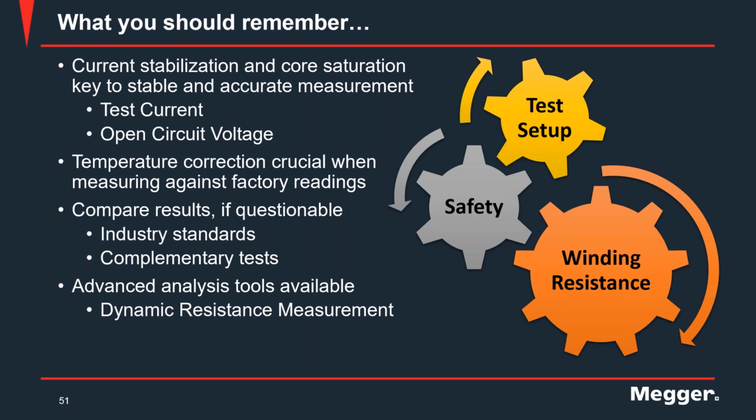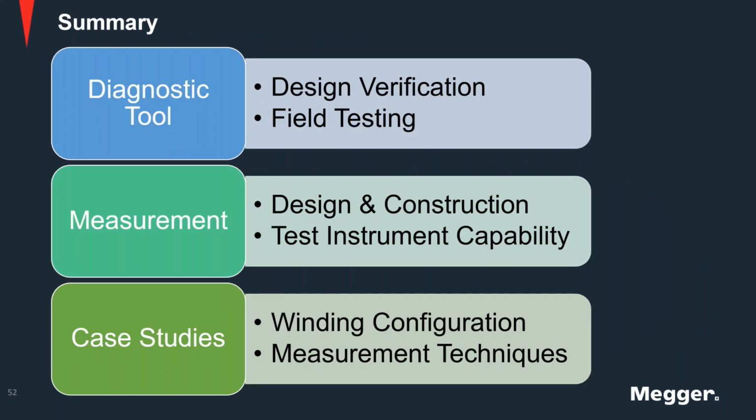Remember that it's a combination of test setup and proper safety practices for you to have successful winding resistance testing. And then, my last point here, remember that winding resistance is a diagnostic tool. It's used for design verification if you're on the manufacturing side, or it's used for field testing and troubleshooting. The measurement of winding resistance depends on the design and construction of the transformer, as well as the capability of the test instrument that you're using. And then we looked at a few case studies where we looked at different winding configurations and different measurement techniques that gave us more information on what was going on with our OLTCs, and helped us to diagnose or at least generate a path forward for success.